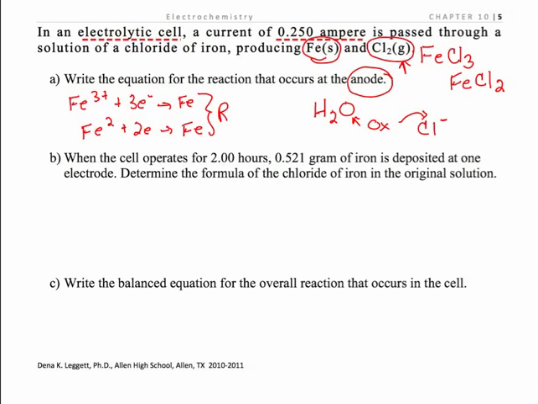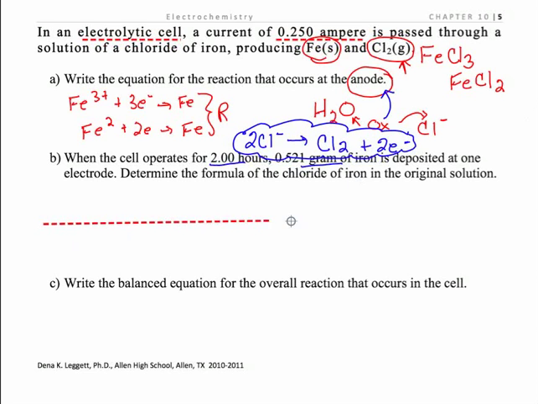So that means that the answer to this question is that 2 chloride ions will be oxidized to form chlorine gas plus 2 electrons. So that would be what is happening at the anode, because remember, oxidation takes place at the anode. Now, we have a time and a mass, and the question is, which substance do we have? Do we have FeCl3 or FeCl2?